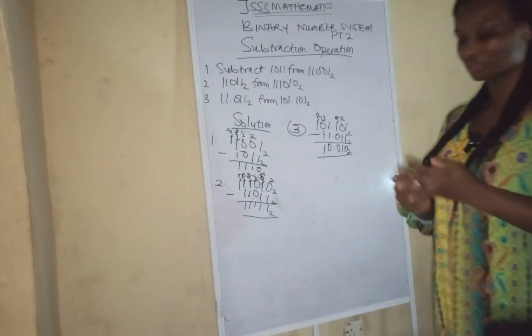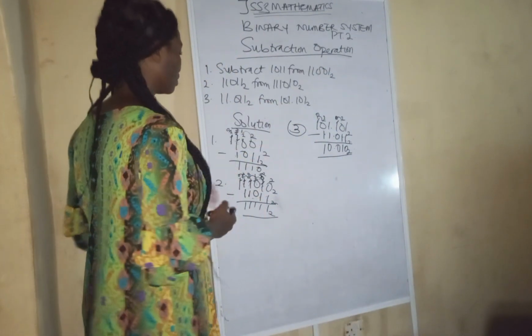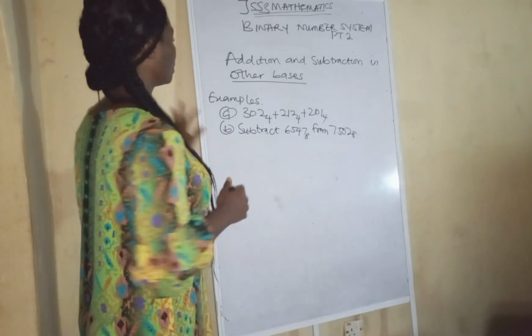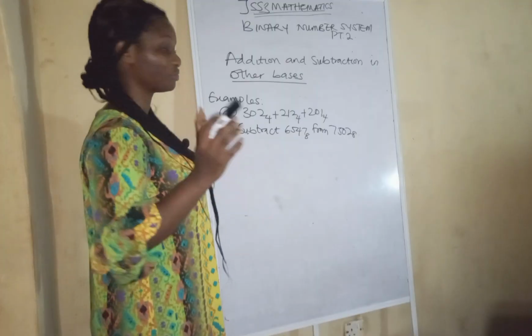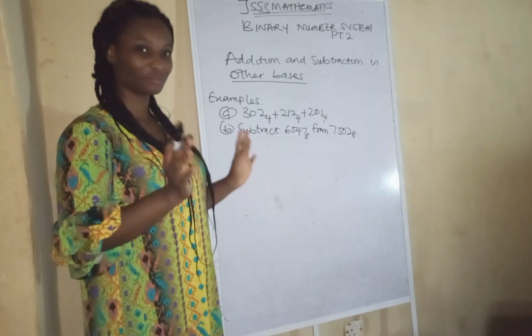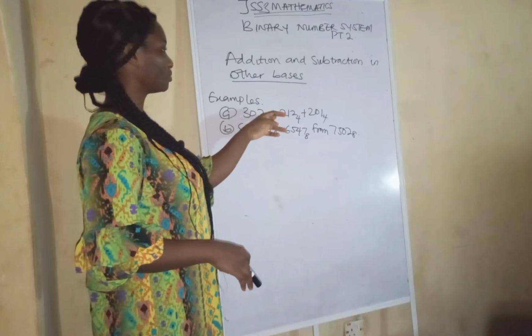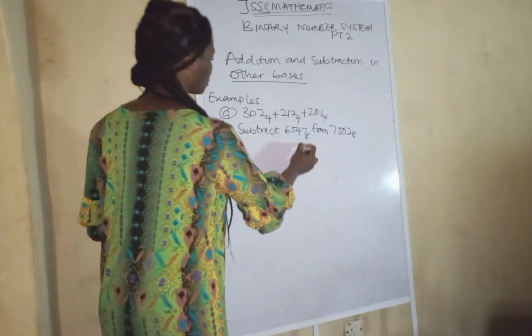So now we'll be moving to the next one, whereby you have a better understanding of this subtraction of binary numbers. So this is addition and subtraction in other bases. Are you saying that this one is different from the ones we've been doing? It's the same logic, the same formula. Get it now. You have to add up 302 base 4, 212 base 4, and 201 base 4. So let's do that now.